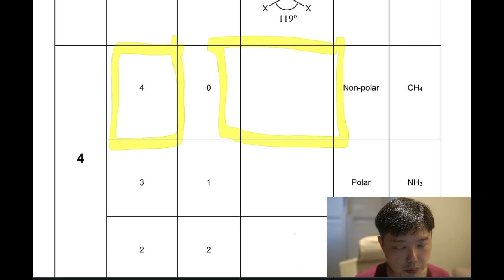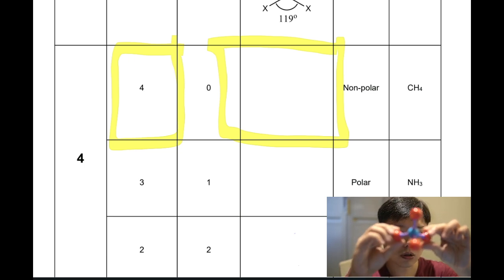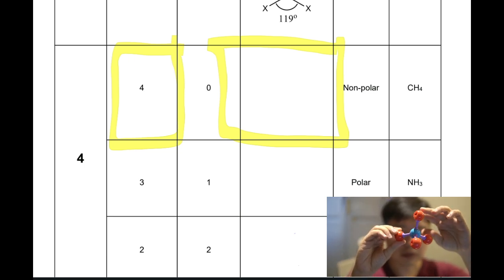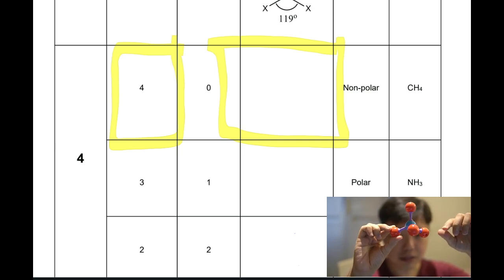You aren't going to be able to deduce this shape by thinking about it, because it is in 3 dimensions. So for 4 bond pairs, you will form this shape. It is called tetrahedral. Look at this shape, how beautiful it is. Tetrahedral. This is a tetrahedral shape.